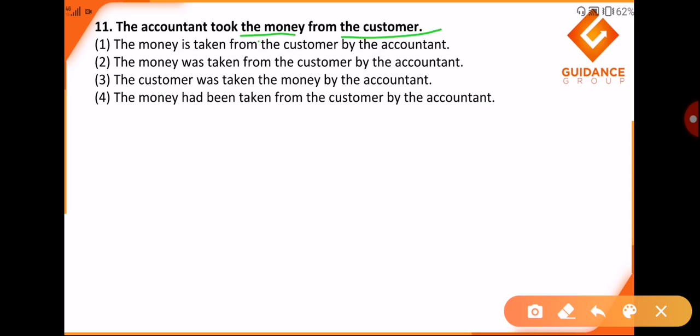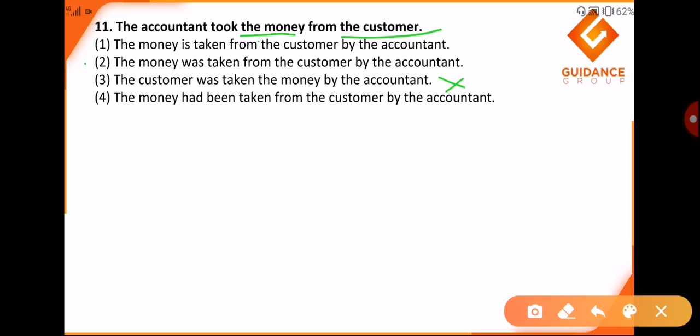Okay, now the money, the customer was taken the money by the accountant. Now this sounds ridiculous. Yes or no? The customer was taken the money. Absolutely not. It changes the meaning of the sentence. So the rest starts with the money, and when I say it starts with the money, the money is a type of direct object, so had been will not come.